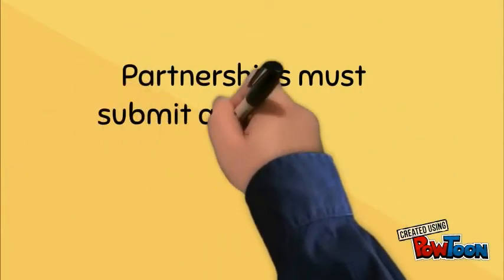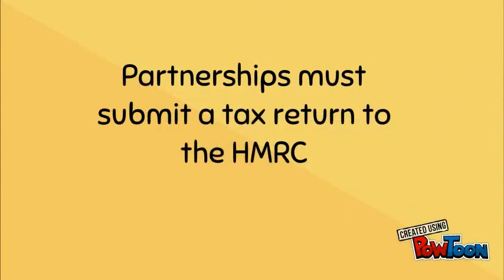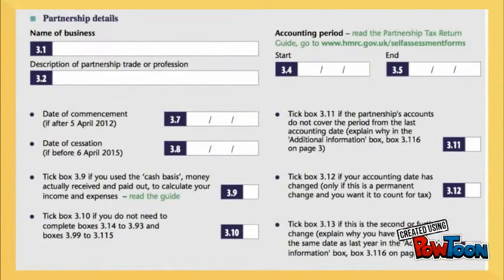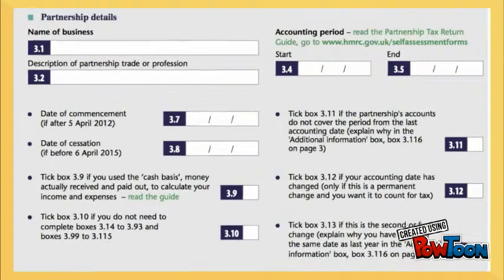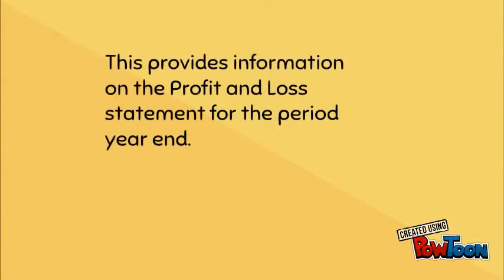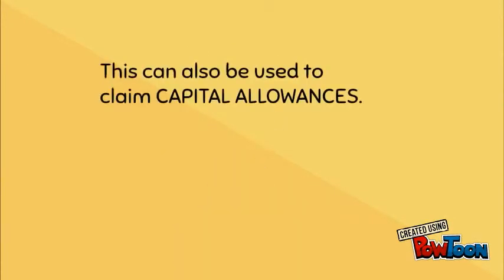Partnerships must submit a tax return to the HMRC. An example of this form is obtained from the HMRC website. This provides information on the profit and loss statements for the period year end. This can also be used to claim capital allowances. So let's have a scenario.